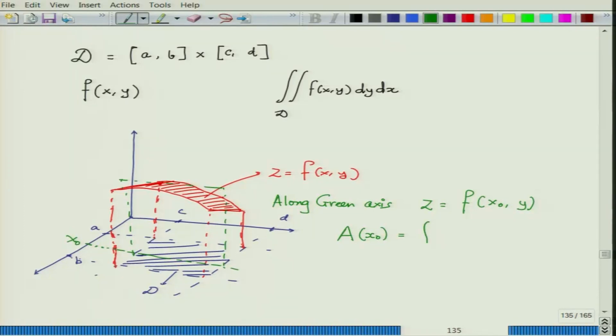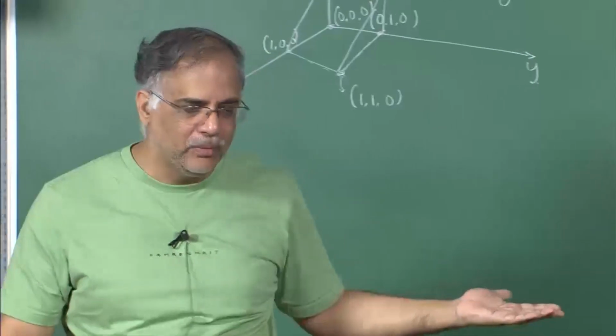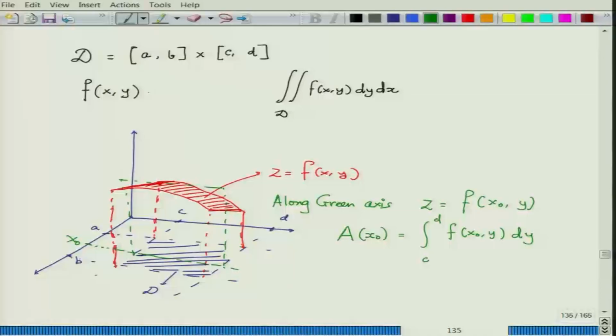is integral c to d of f(x naught, y) dy. It is just applying the standard thing that you know in calculus, one variable, area under a curve for a non-negative function. Here the function is non-negative, and of course we are assuming that for the time being. Later on things can be made slightly more general, at least on the domain it has to be non-negative.